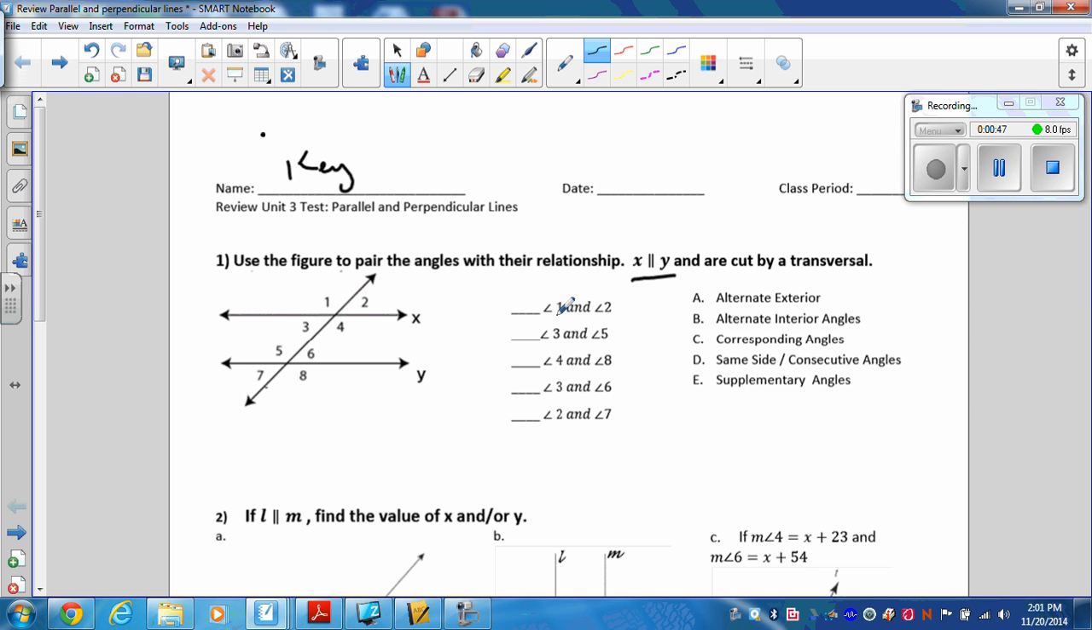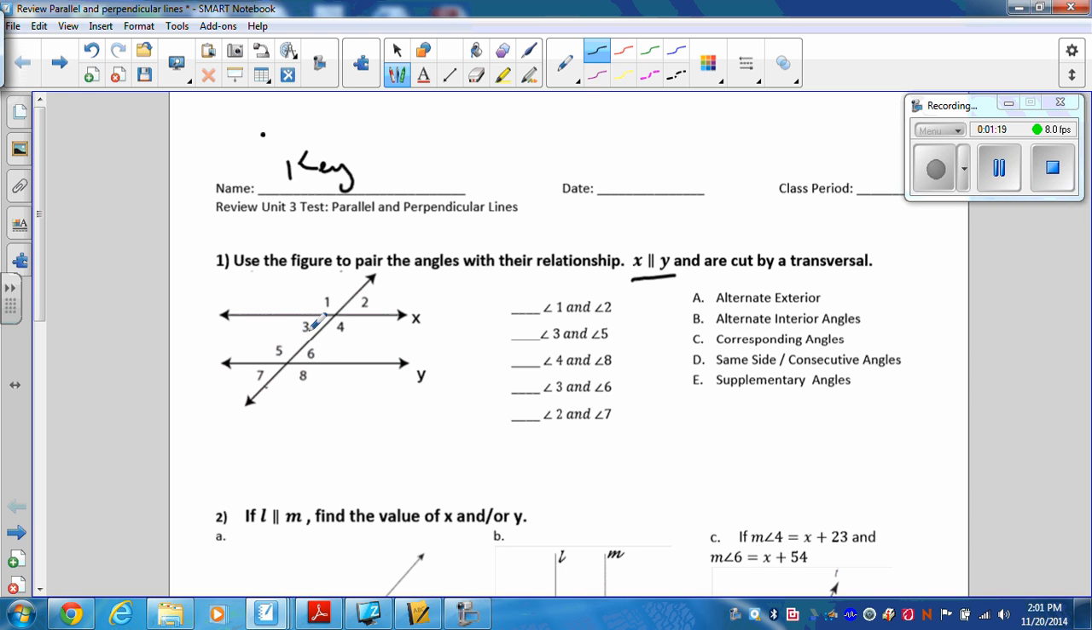So alternate exterior angles would be 1 and 8 or 2 and 7. Alternate interior angles would be 4 and 5 or 3 and 6. Corresponding angles are in the same position. 1 and 5 correspond, 3 and 7 correspond, 2 and 6 correspond, 4 and 8 correspond.